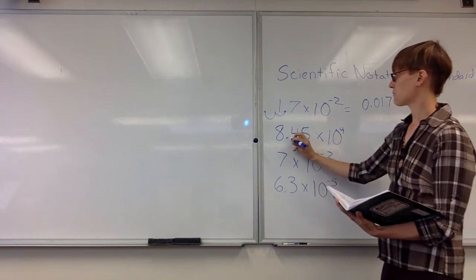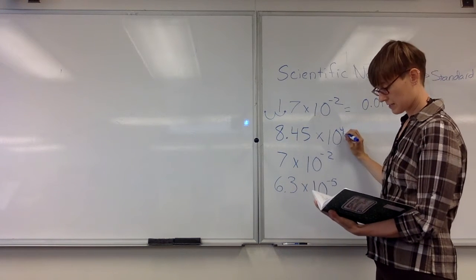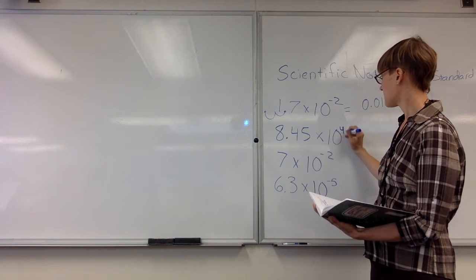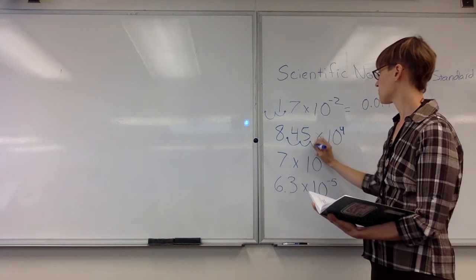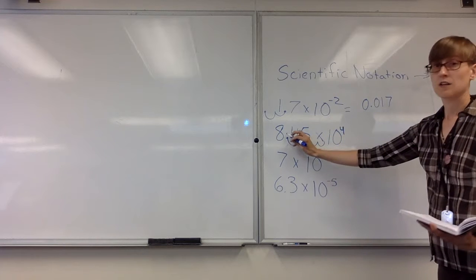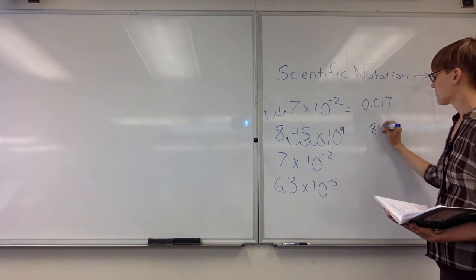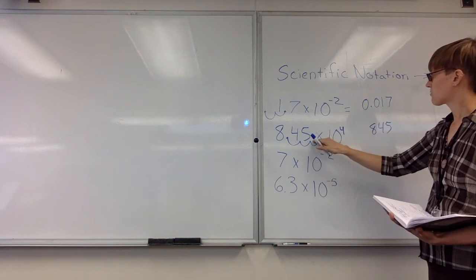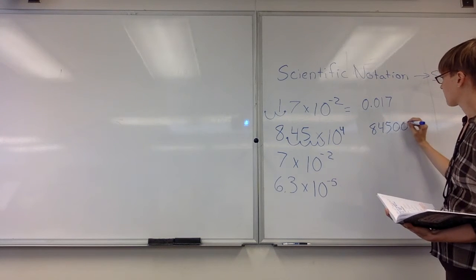For this one, I need to move my decimal place 4 places to the right because it's a positive 4. So 1, 2, 3, 4. So I would have 8, 4, 5, and now I have 2 places to add my 0.